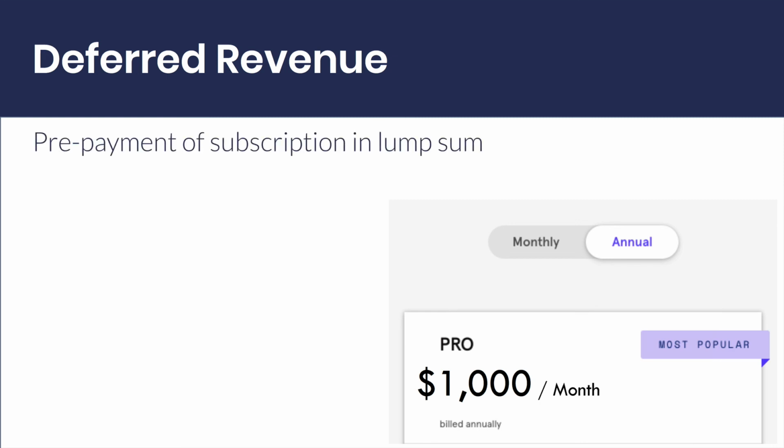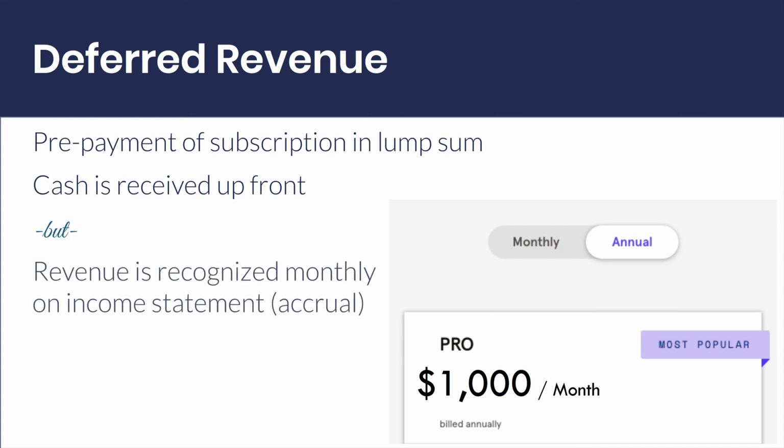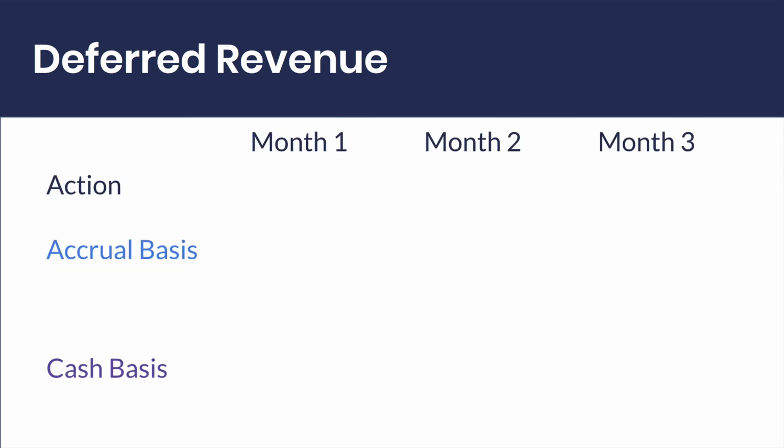And so what happens is we prepay that subscription in a lump sum. The company receives the cash up front, but the revenue is recognized monthly on the P&L or the income statement. So the revenue is recognized on the accrual basis. So $1,000 of that lump sum is recognized monthly, but the company has the use of the full amount of the cash. So the company takes the $12,000 up front and then only recognizes $1,000 a month of that on the income statement. So the way that looks is the company receives the $12,000.